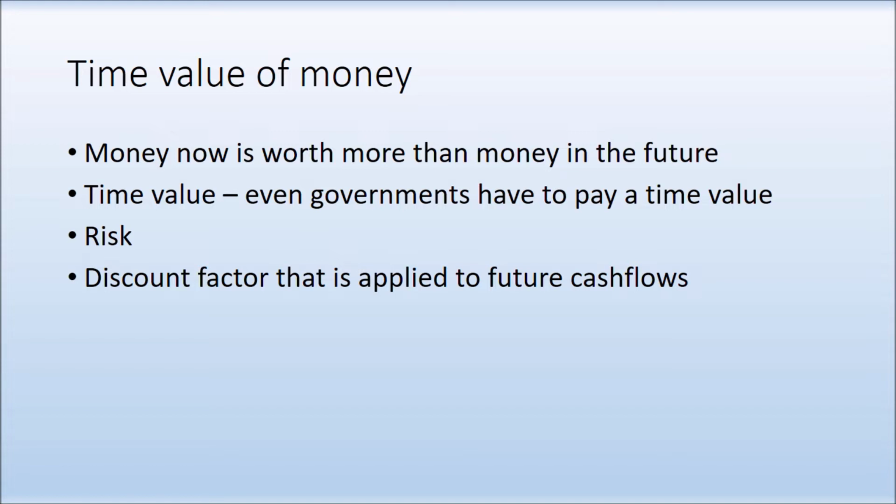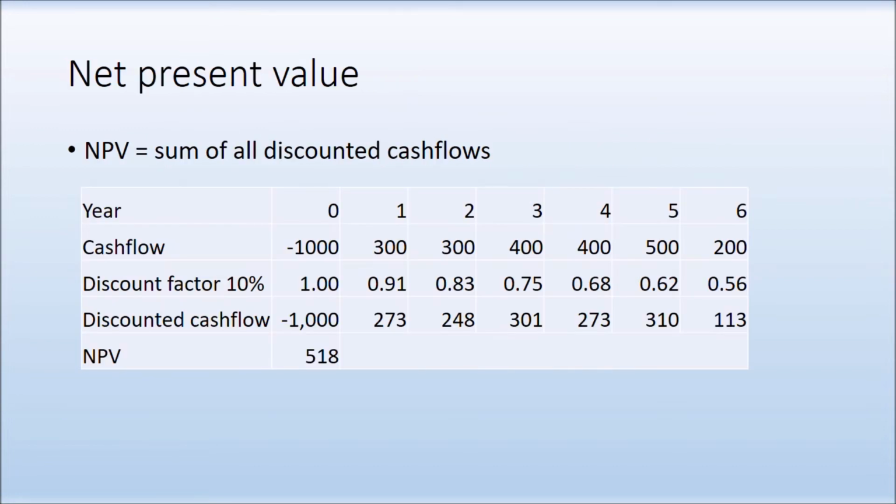So we apply a discount factor to these future cash flows. When we apply a discount factor to these future cash flows and we add them all up, we get the net present value. So here we have some cash flows, and here we have a discount factor at 10%. We multiply this by the cash flow to give the discounted cash flows. We add them all up and we see what the net present value is. If it's positive, then it's a positive net present value. If it's negative, it's a negative net present value. Okay, so that's the net present value after the discounted cash flows.